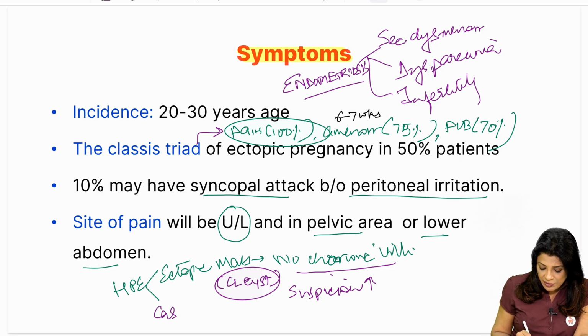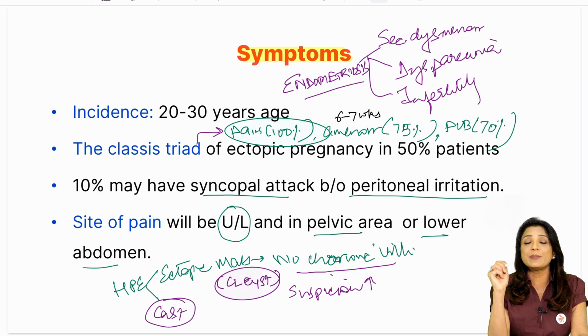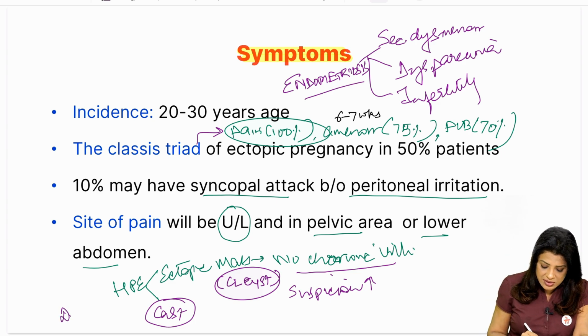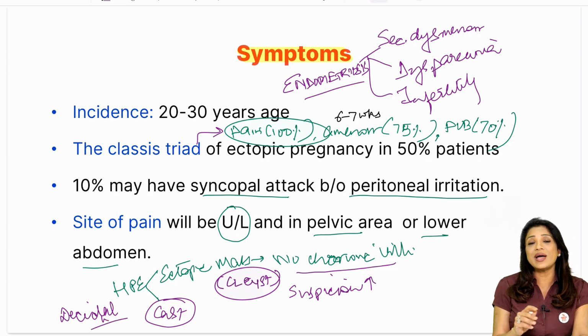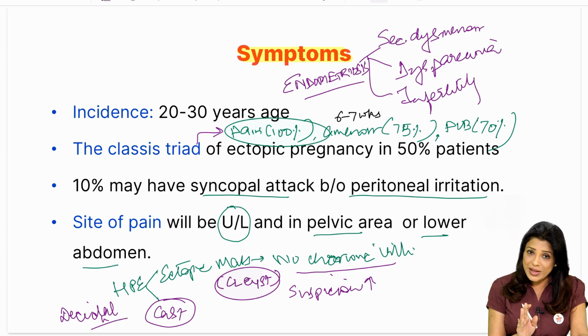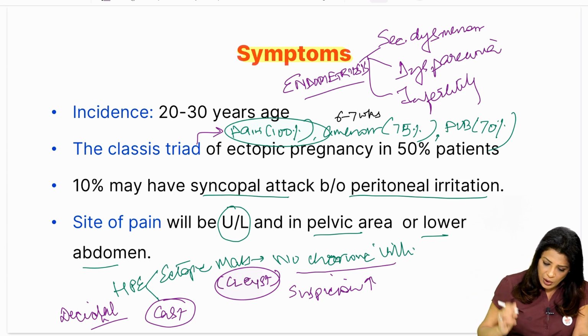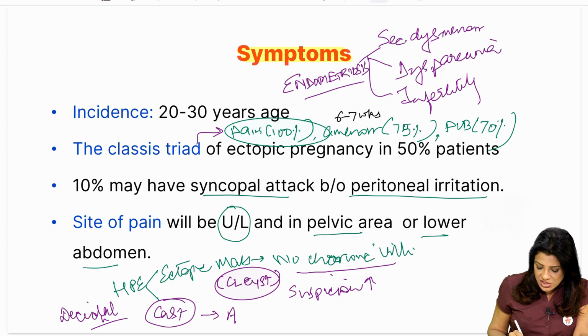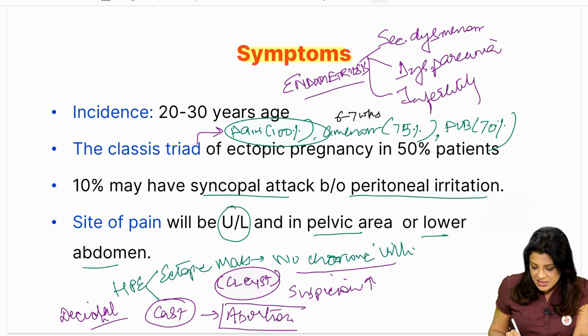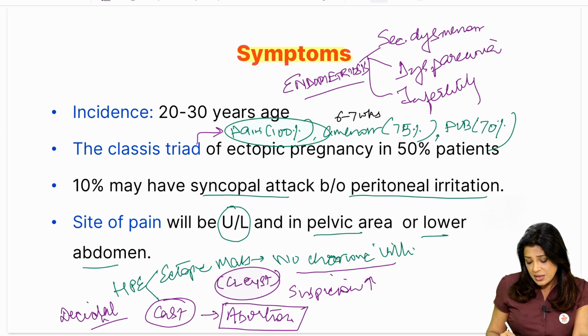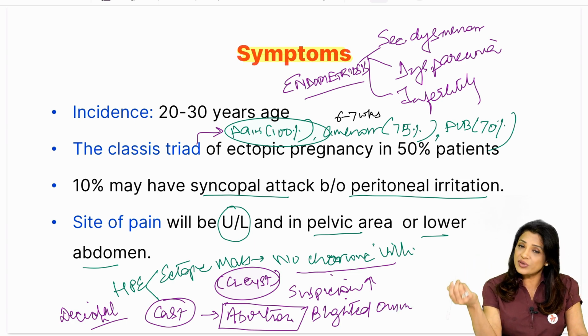Now, sometimes they may even pass a cast. I just told you in the previous lecture, they pass a decidual cast. The decidual cast has nothing but the endometrium decidua, and it has no chorionic villi. That is because of the changes, the estrogen and progesterone, they change the endometrium into decidua. Now, abortion patients can also come with such kind of cast. I told you in the previous lecture also that even the intrauterine pregnancy can sometimes present with a decidual cast if it is a non-viable fetus like blighted ovum. A blighted ovum pregnancy can come with a passage of decidual cast.